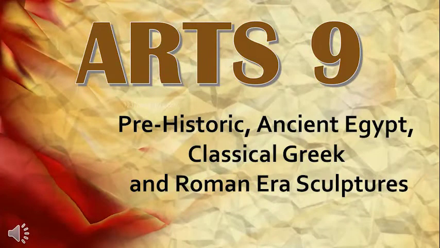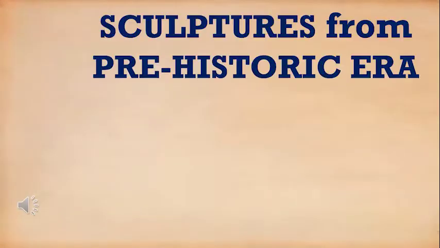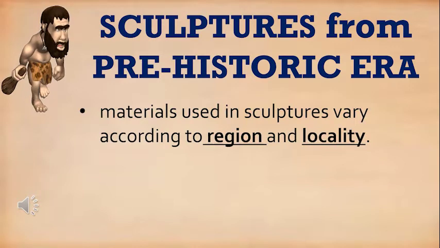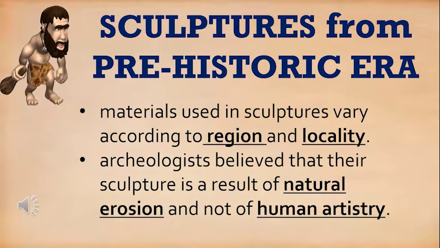Alright. I think we are ready to tackle our lesson for today, which is about prehistoric, ancient Egypt, classical Greek, and Roman era sculptures. The sculptures from prehistoric era. Materials used in sculptures vary according to region and locality. Archaeologists believed that their sculpture is a result of natural erosion, and not of human artistry.